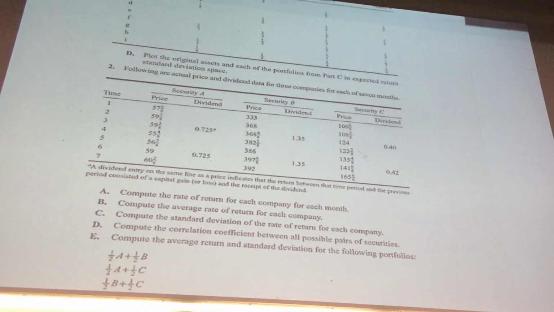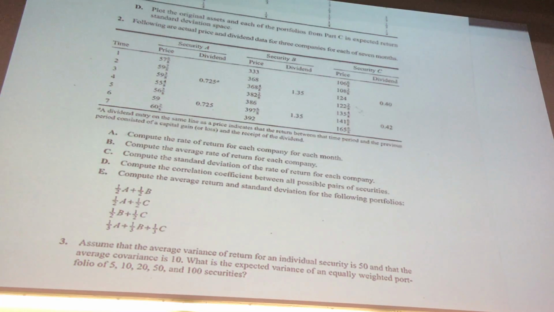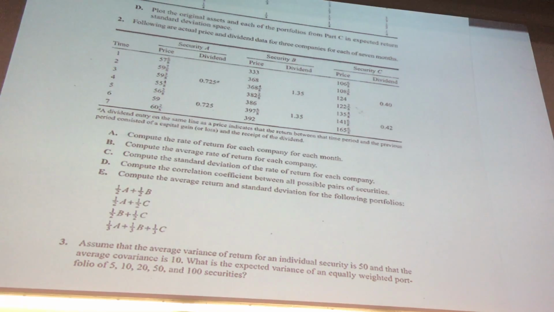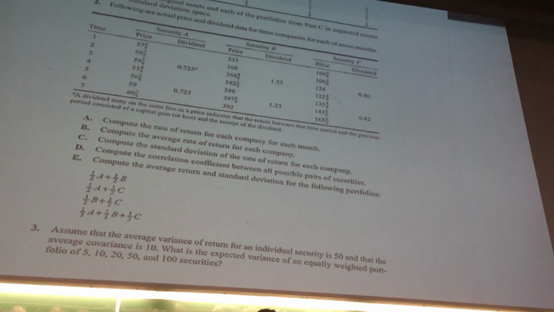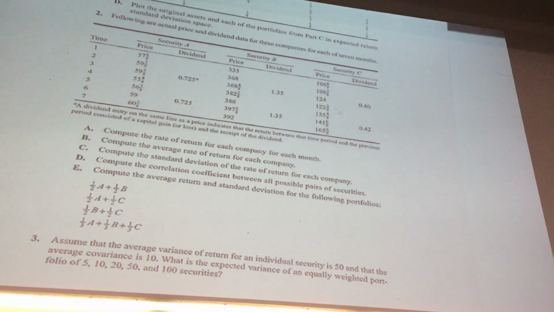Okay, so the next one is the third one. Assume that the average variance of return of an individual security is 50 and that the average covariance is 10. What is the expected variance of an equally weighted portfolio of 5, 10, 20 and 100 securities? Sorry, I forgot the formula. Let me use this.